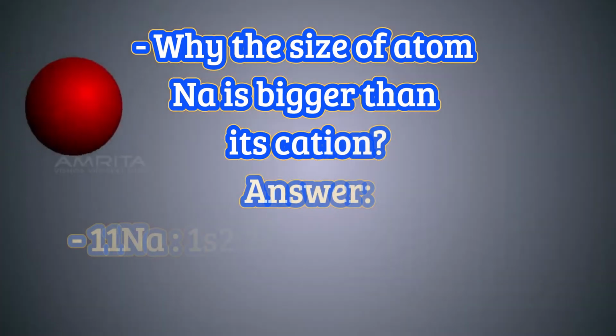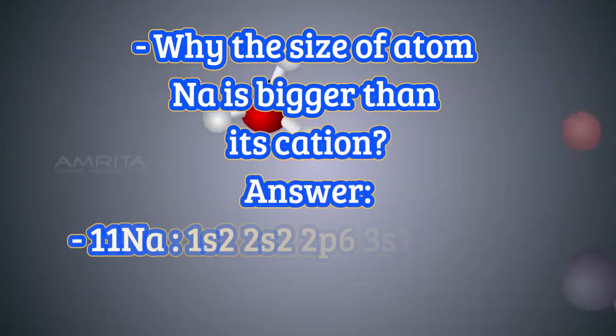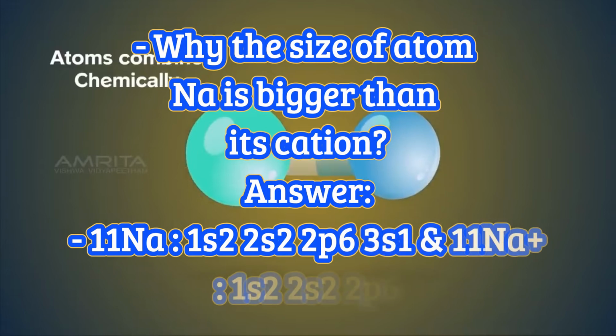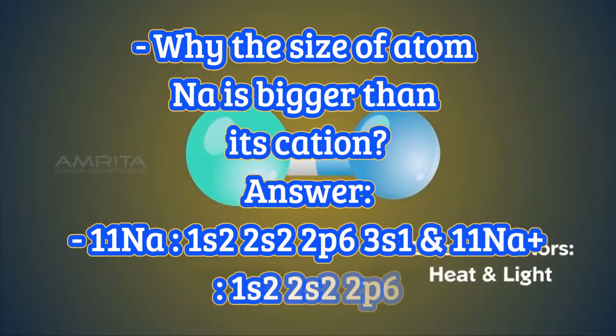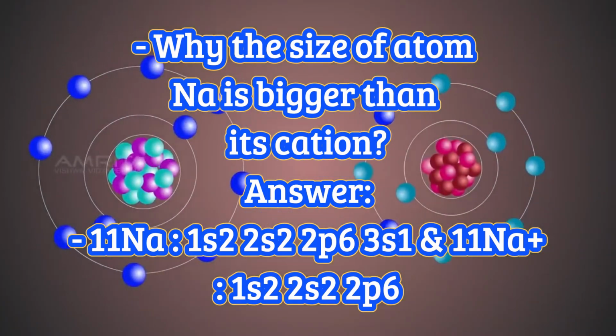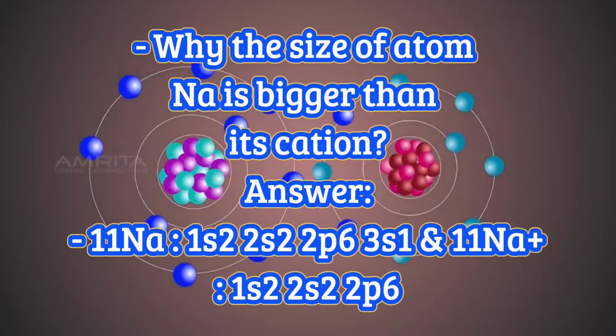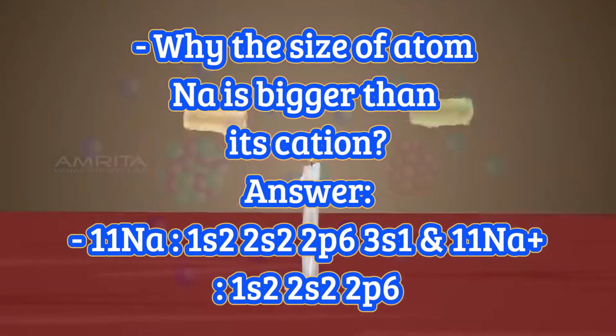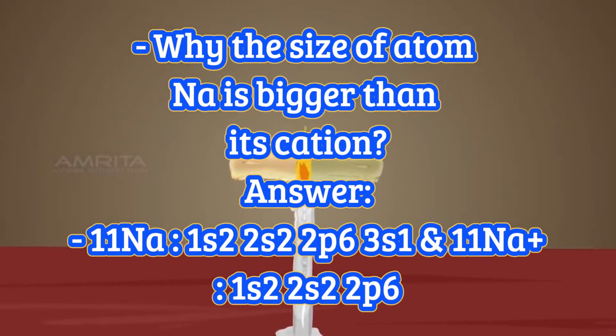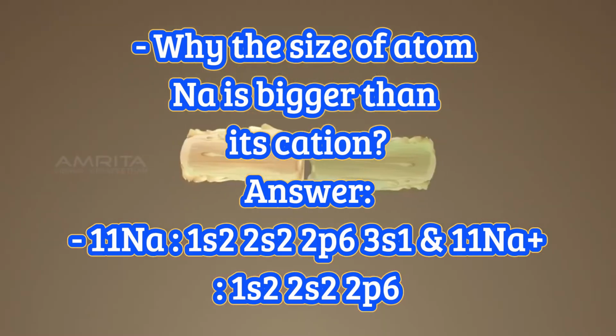To answer this, the notation of sodium is 1s2, 2s2, 2p6, 3s1, and the notation for Na plus is 1s2, 2s2, 2p6. From this notation, we can see that Na plus is smaller than neutral Na.